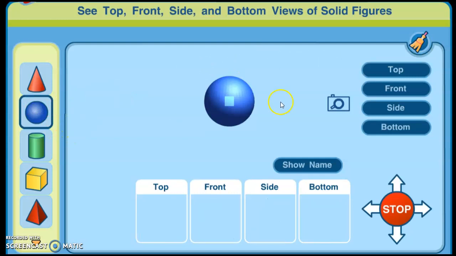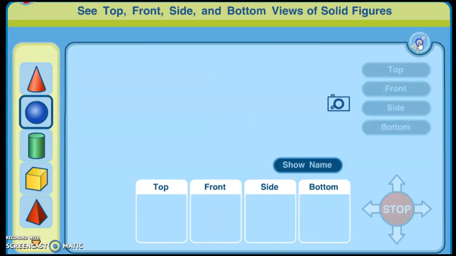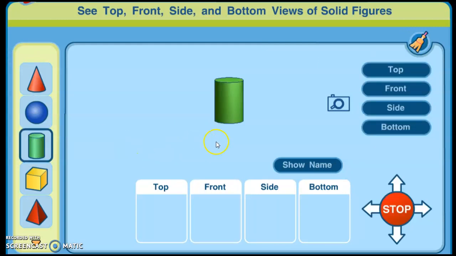Here we have our sphere, and if we move it around, you can see that's what our sphere would look like. And if we look at the top, front, side, and the bottom, a sphere has 0 flat surfaces and it has 0 vertices. Okay, let's clear that and take a look at our next solid figure, which is a cylinder. And if we move our cylinder around, you can see it spins pretty fast there, but that is what it would look like moving around.